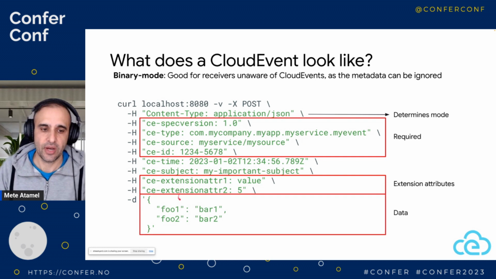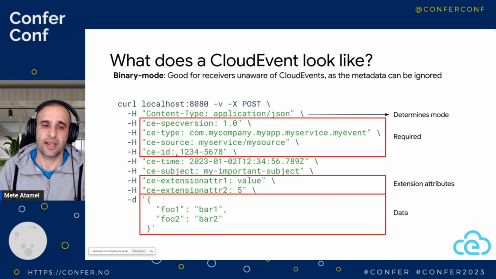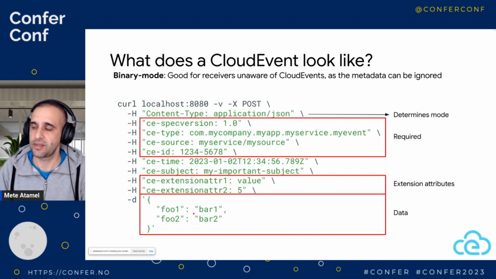And finally, you have the data, the payload. In this case, the payload is in the body of the CloudEvent. So as you see, in binary mode, the CloudEvent attributes are headers. So if a receiver doesn't understand CloudEvents, they can just ignore these, and the payload is still there. So it will still work in that sense. So that's what binary mode is good for: receivers unaware of CloudEvents.